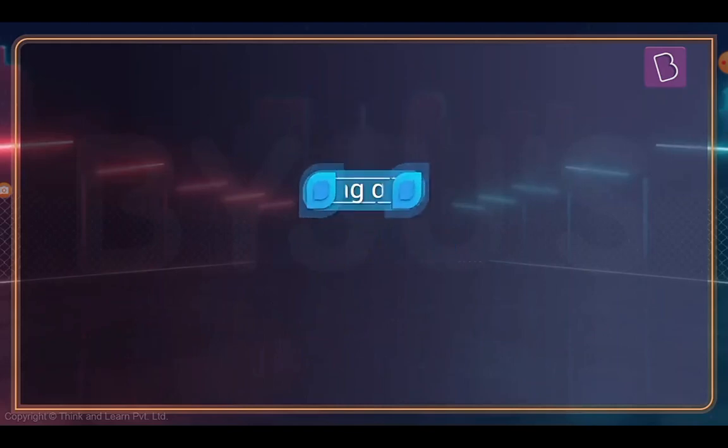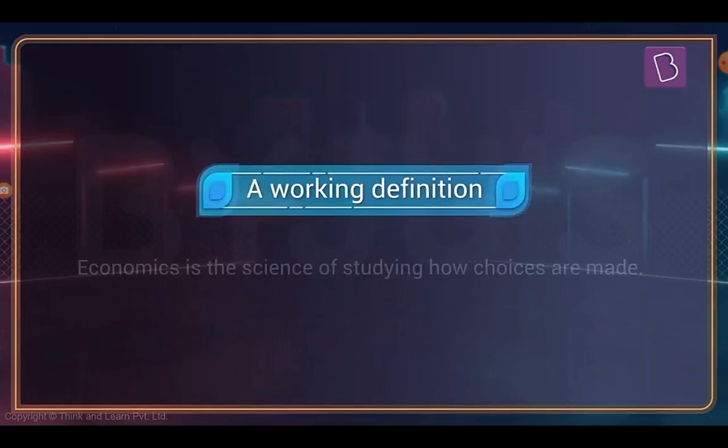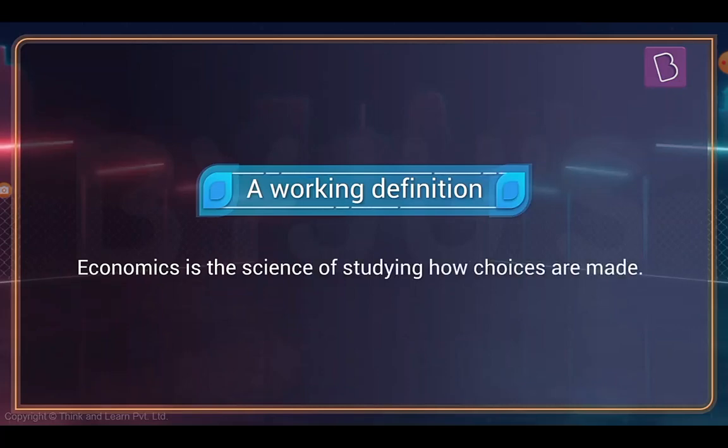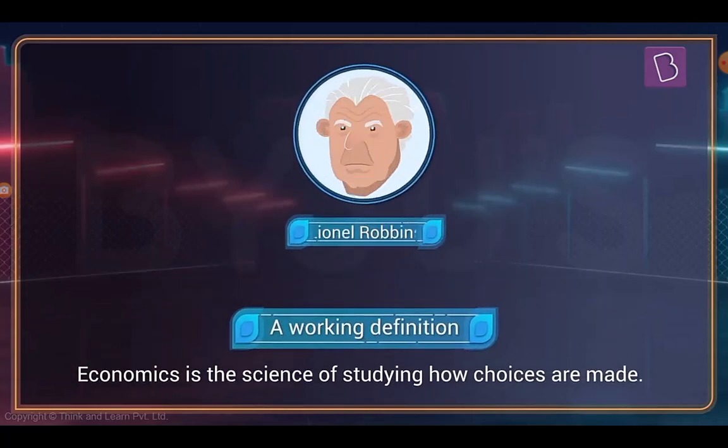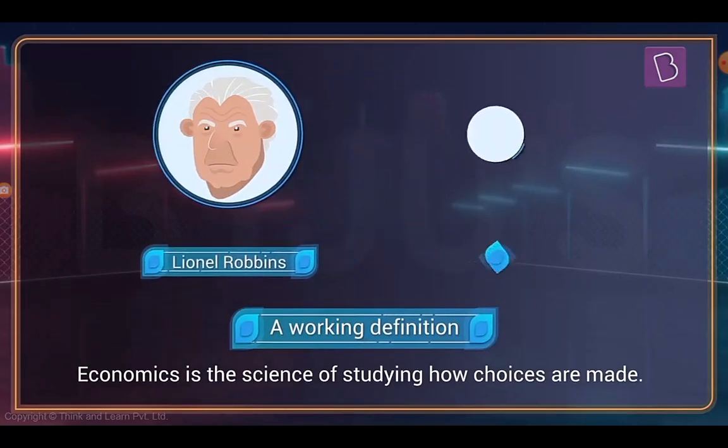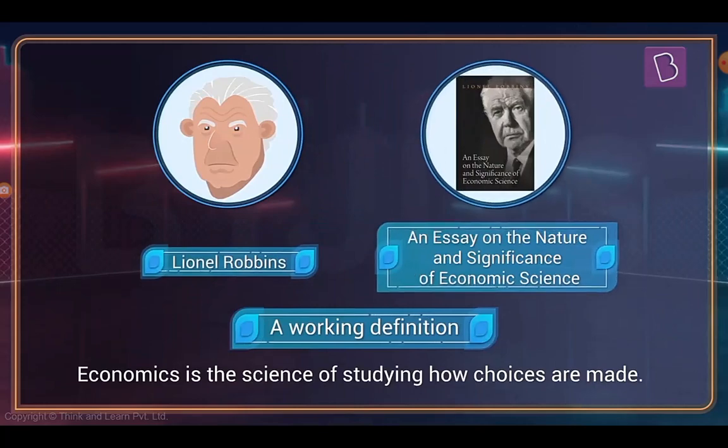But we can go for a working definition of economics to start off with. Economics is the science of studying how choices are made. And this definition is a modification of a famous definition given by the economist Lionel Robbins in a book called An Essay on the Nature and Significance of Economic Science.